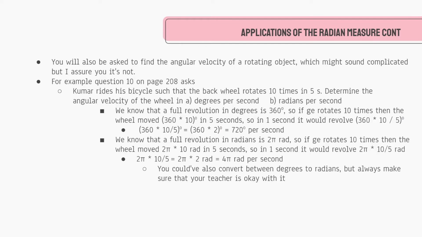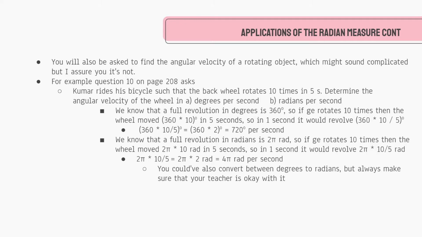So here we are. For example, let's look at question 10. This dude rides his bike such that the back wheel rotates 10 times in 5 seconds. Determine the angular velocity of the wheel in A, degrees per second, and B, radians per second. So all we see is that the angular velocity is actually just the angle, a measurement per speed, you know? So we have degrees per second and radians per second. So let's do part A.